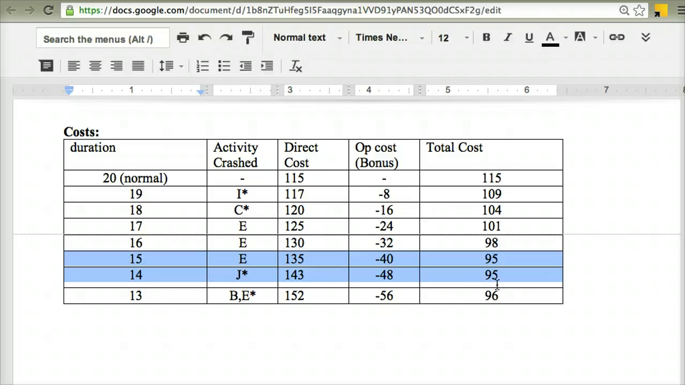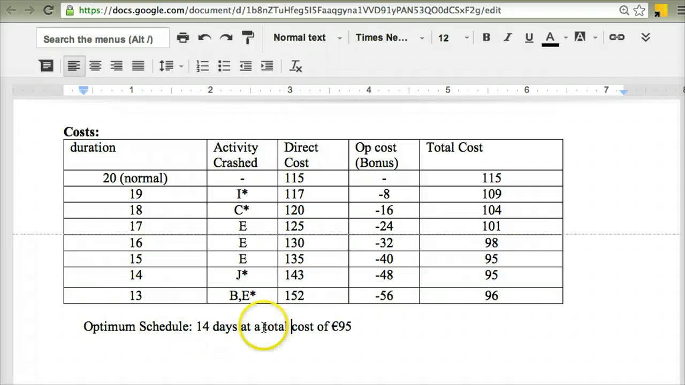So you might be asking, well, what's the correct answer? What's the optimum schedule? Well, here's where your discretion can come into play, but the way that I would argue it is I would say that it's costing me the same, €95. The project client probably would like it in that day earlier, so I would go for this option here, bringing the overall project duration in at 14 days with a total cost to me, the project manager, of €95. And again, just to write that out, optimum schedule at a total cost of €95 for 14 days in duration.